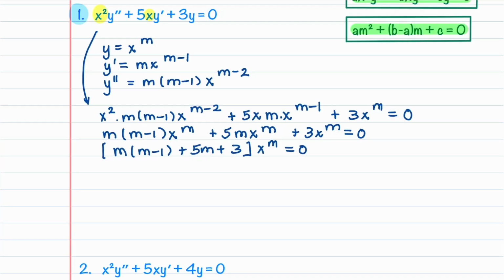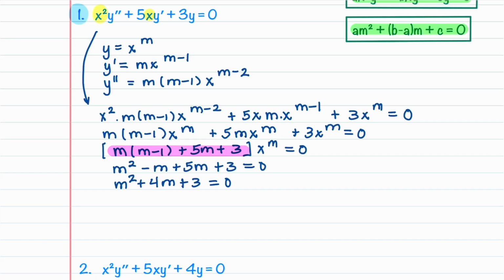We're going to set this left side of the equation equal to 0 because we don't want x to be 0, because that would just be a trivial solution. This gives us, multiplying through, m squared minus m plus 5m plus 3 is equal to 0. So we have m squared plus 4m plus 3 is equal to 0. That is our characteristic equation, and we're going to solve that by factoring.